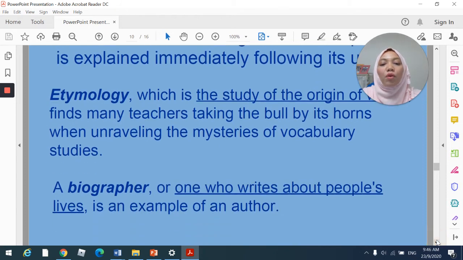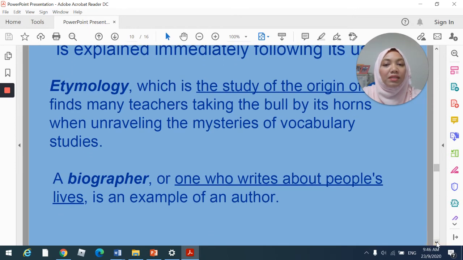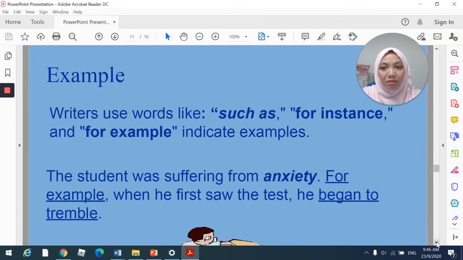A biographer, or one who writes about people's lives, is an example of an author. So this is the explanation of the meaning of the word biographer. Quite simple, right? Then there's also the use of example. Maybe a word is introduced and then you are given some instances or examples to further demonstrate the meaning of the word. So always look for words like such as, for instance, for example. This will give you some clues to understand the meaning of the word.